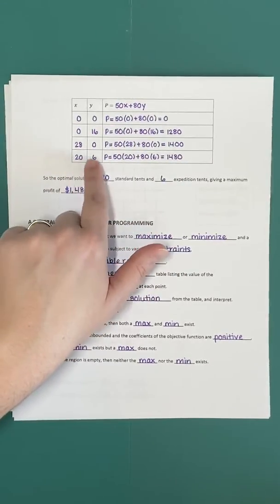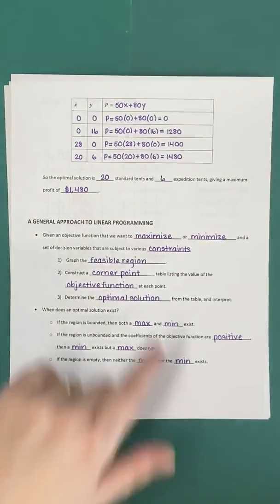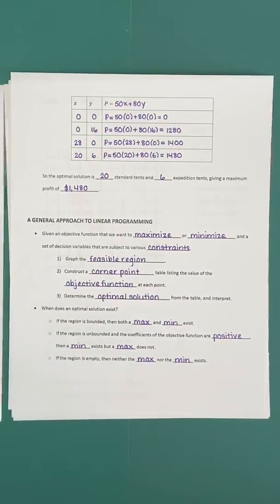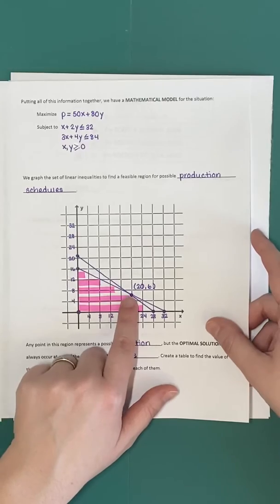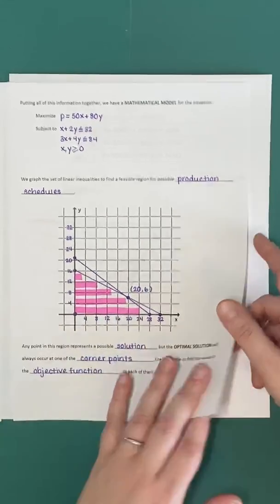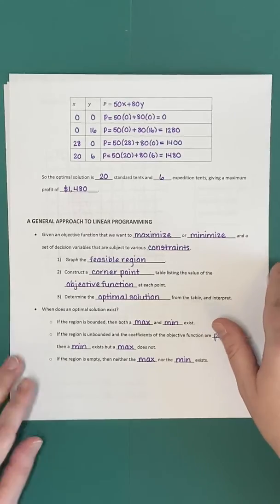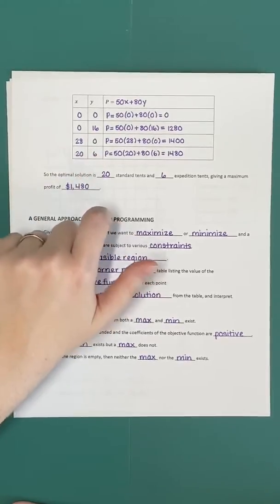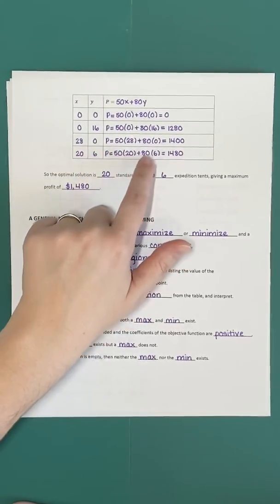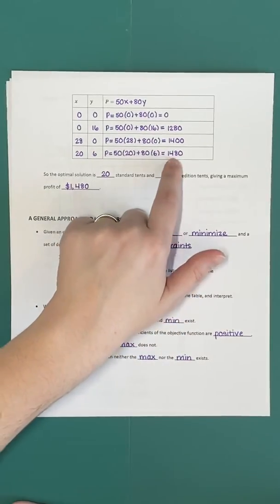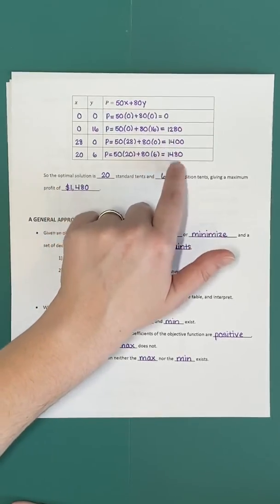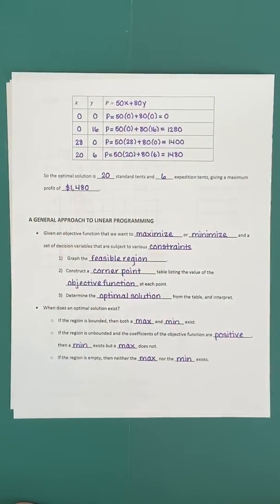Our last combination is some combination of the two. We're making some standard tents, we're making some expedition tents. That was that corner point in the middle of the region. That was where those two diagonal boundary lines intersected, so 20, 6. So we're splitting our time between making standard tents and making upgraded tents. So 20 standard tents, 6 upgraded tents. So $50 per 20, and then $80 for each of the 6 would give us a total of $1,480. Out of the 4 possibilities, that is going to be our best option. That's going to be the option that maximizes our profit.